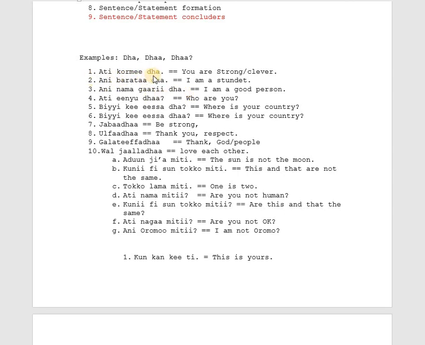Ati kormeedha. So this is short. Ati kormeedha. So this is a compound word, dh as in "dha". I'm sure you struggle with saying this sound. Dh is specific to Oromo. This sound is not in any other language as far as I know. So try to pronounce it. It's not "da". Your tongue comes out a little bit and sticks to your upper jaw to say it.